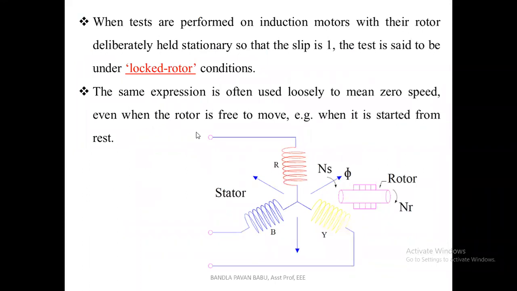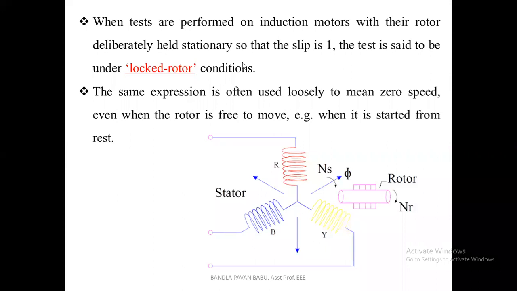Next, there exists the concept of slip, and based upon the values from s equal to 0 to 1, we will analyze further. When tests are performed on induction motors with their rotor deliberately held stationary so that slip is 1, this test is said to be under the locked rotor condition. So what does it mean? How can we achieve slip equal to 1? The rotor is physically, intentionally held. We are making it not rotate. Then the slip value is 1.